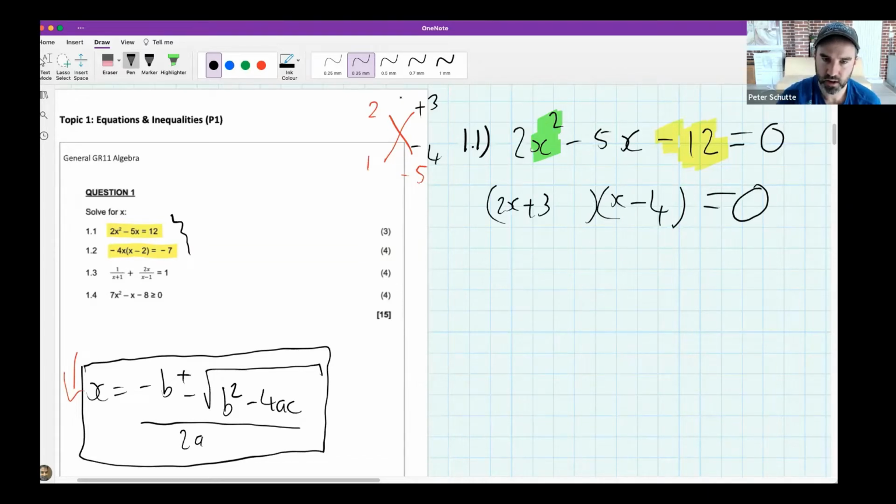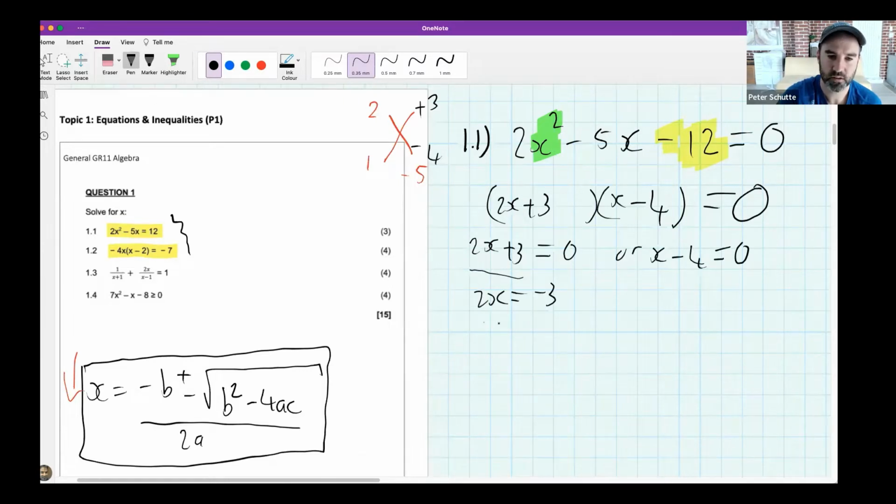Okay, so I factorized my trinomial, and now I know that if either of these two brackets is equal to 0, that will be an answer. So we can say it like that. And then if we solve this equation down here, we get 2x is -3, and then x would be -3/2, or x would be 4. Now, that's the one set of answers that we can get.